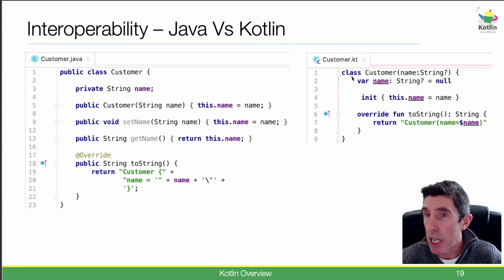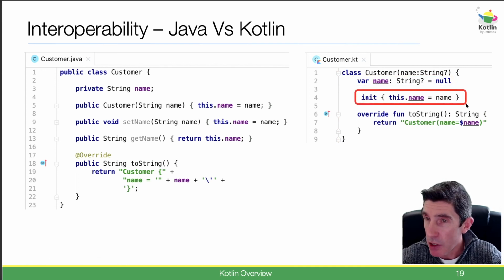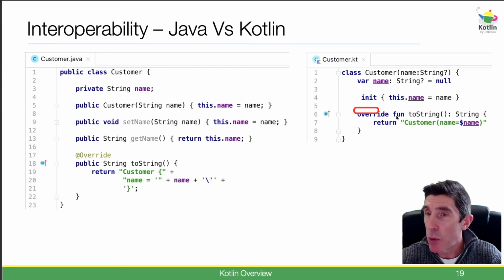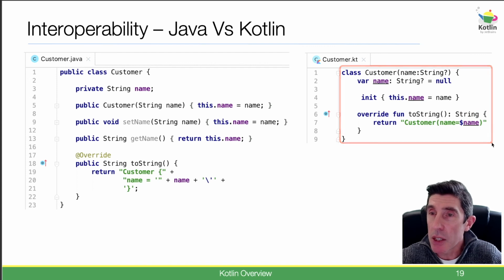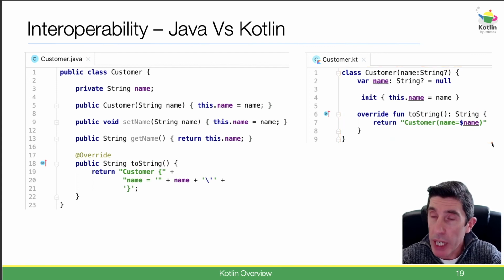So we just say our var name. There's our init. So when the class is created, that init function is triggered, the init call. So we just assign the name, and then we have a toString. You can see yourself there that the Kotlin is a lot more refined, a lot less verbose. We get the same job done with a lot less lines of code. From a developer's point of view, that can only be a good thing.